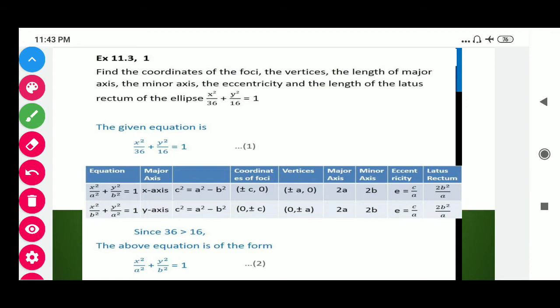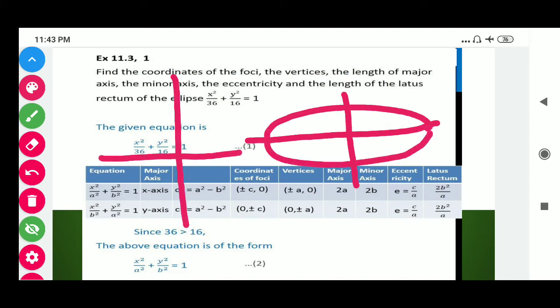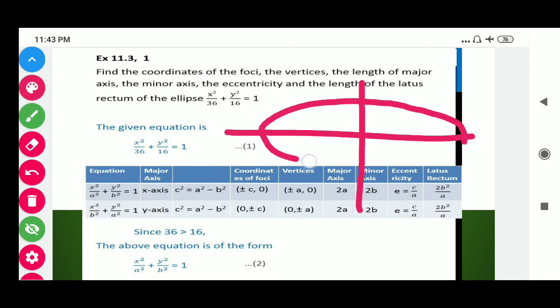So students, first of all I am going to share the formulas. We have two types of ellipse. When the major part is on the x-axis, this is the first type of ellipse, and the second ellipse is when the major part is on the y-axis. Okay students, so first we discuss when the major part is on the x-axis.